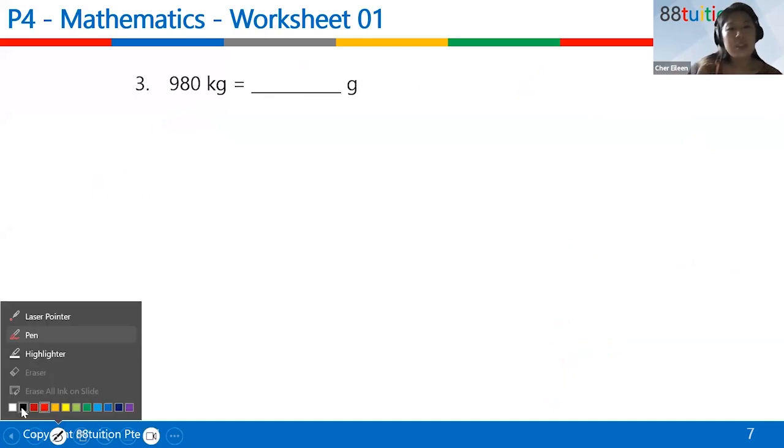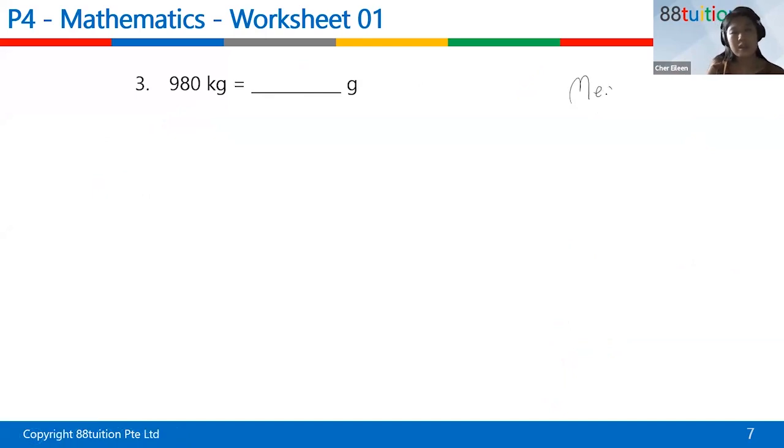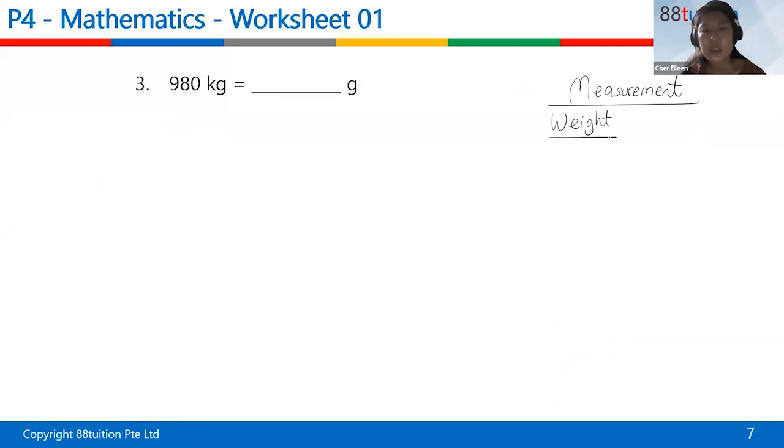So now we have another measurement question, but now it's your weight, not your height, not your length. So we have 980 kg. We need to change it to grams. What does kg stand for? Kg means kilogram, okay? So every time we see the word kilo, it means 1,000 grams. Like kilometer is also 1,000 meters. Kilogram means 1,000 gram. When you see the word kilo, it just means 1,000.